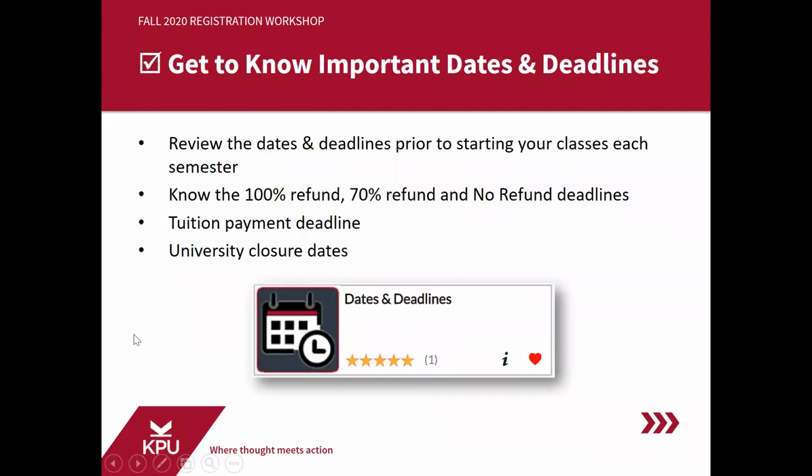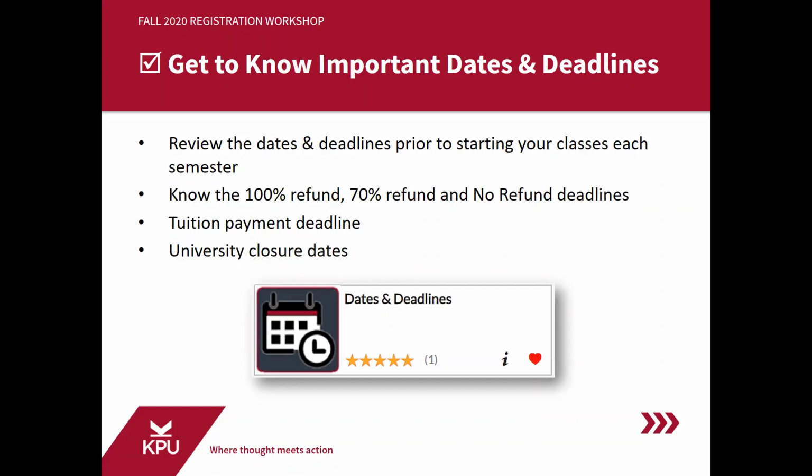Okay, so another tab is the dates and deadlines. So it tells you a lot of the different schedules at KPU. It also tells you by when you have to drop your classes, whether you will get a 100% refund or a 70% refund or no refund, or if you will be able to drop it with a W notation. So all that information is on the dates and deadlines webpage.